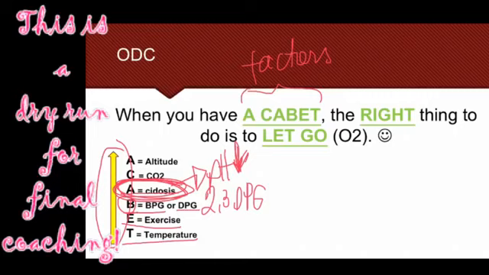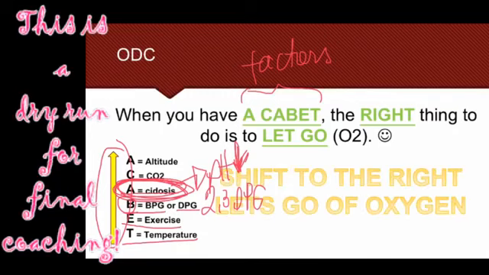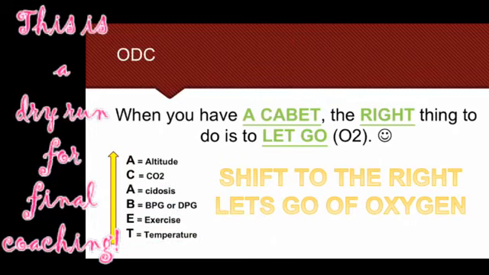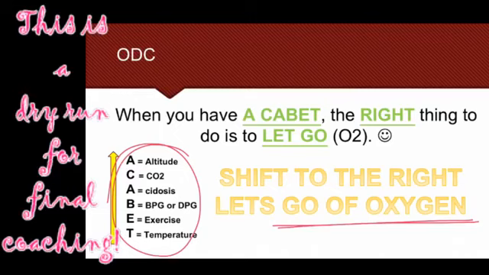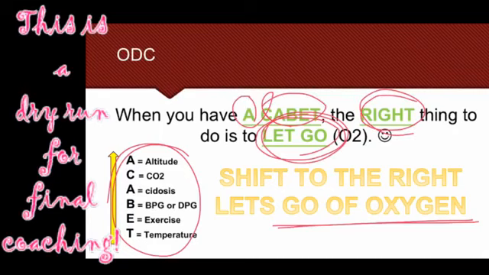Okay? So, a shift to the right will mean, again, no, let me just erase the other things here. A shift to the right will mean that the hemoglobin molecule has decreased affinity to oxygen, and so the tendency is to let go of the oxygen that they carry, because the tissues in these situations need more oxygen. Okay, so again, to remember this in a funny way, you say, when you have a kabet, the right thing to do is to let go. A kabet would be the factors, shift to the right ang ikokos nila, and when you have a shift to the right, you will let go of the oxygen that you're carrying if you are the hemoglobin molecule.